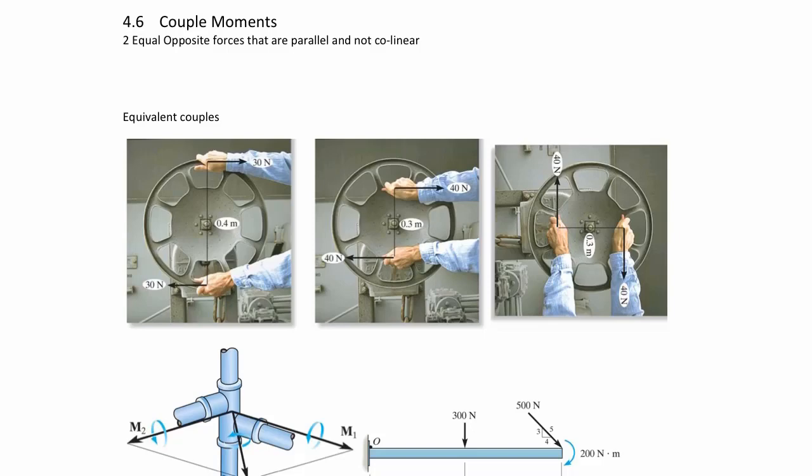Well, in this section, 4.6, we're going to talk about couple moments. Now, a couple is defined as two equal and opposite forces that are parallel, but not collinear. In other words, not lined up with each other.